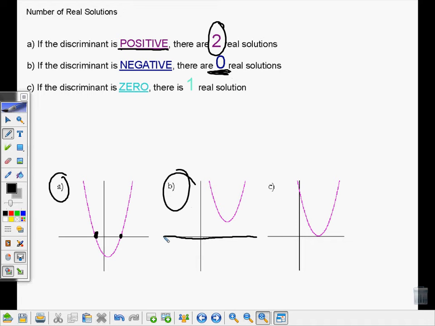So there's 0 solutions. Lastly, if the discriminant equals 0, there is 1 real solution. Okay, that's like down here. It only hits the x-axis in 1 spot. All right. So discriminant is either positive, negative, or 0. We're going to practice that now.